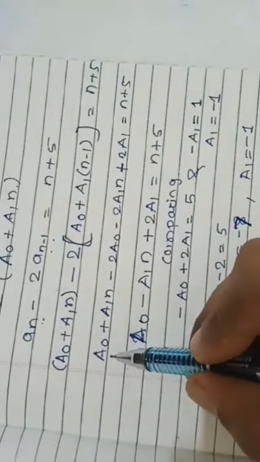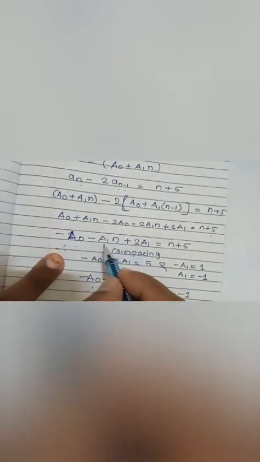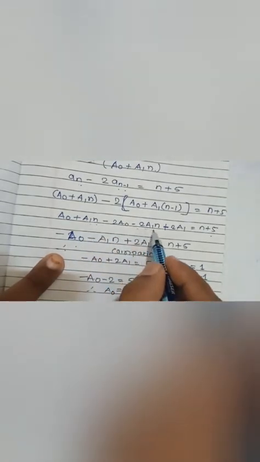So we will solve this equation. Here we are getting the equation a0 plus a1 n minus 2a0 minus 2a1 n plus 2a1 equal to n plus 5. We take common terms: a0 minus 2a0 will be minus a0, and a1 n minus 2a1 n will be minus a1 n, plus 2a1, equal to n plus 5. Now compare the n terms and constant terms. The constant terms: minus a0 plus 2a1 equal to 5, and minus a1 equal to the coefficient of n, which is only 1. So a1 will be minus 1.